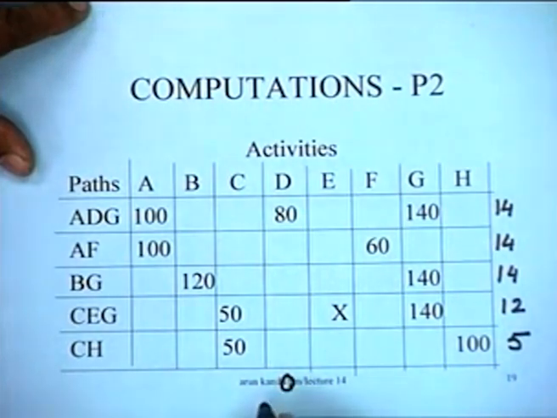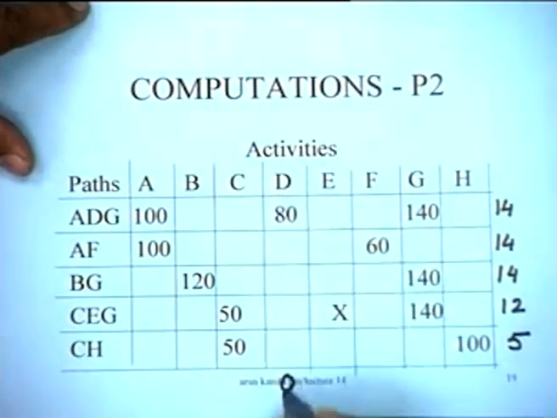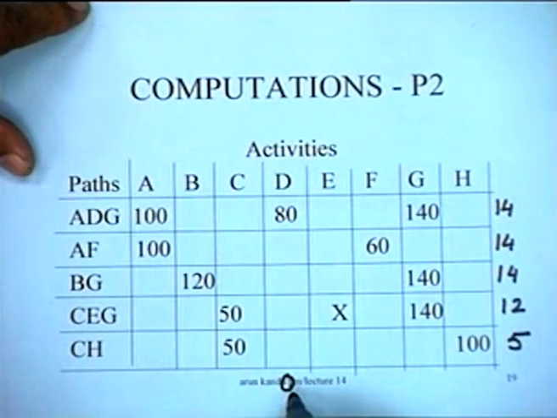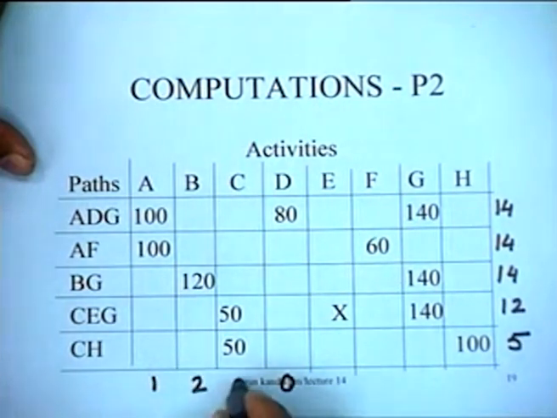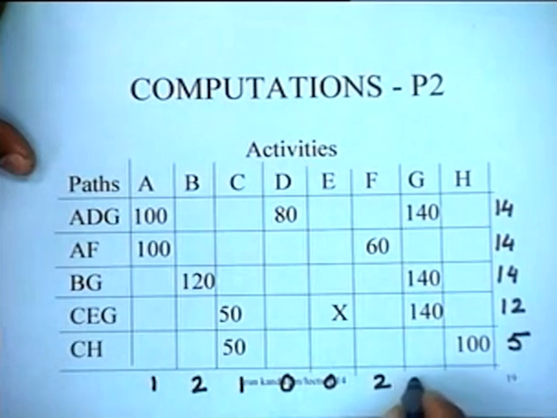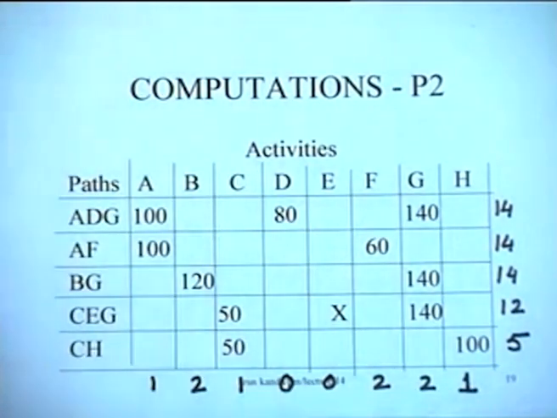So the amount of availability of D is now 0. It could be crashed by 2, it has been crashed by 2, whereas the others remain the same. So 1, 2, 1, and then this is 0, and this is 2, 2, 1. This is the kind of information that we have at this particular stage.